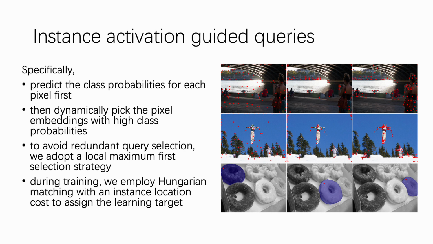Specifically, we first predict the class probabilities for each pixel, and then dynamically pick the pixel embeddings with high class probabilities as the initial queries. To avoid redundant query selection, we follow a local maximum first selection strategy that first picks the queries with probabilities that are local maximum in the corresponding class plane. During training, to activate these query embeddings, we employ Hungarian matching with an instance location cost to assign the supervision target. Note, deformable DETR also selects the queries from the underlying features, but they require prior anchor boxes to guide the query selection while ours do not.